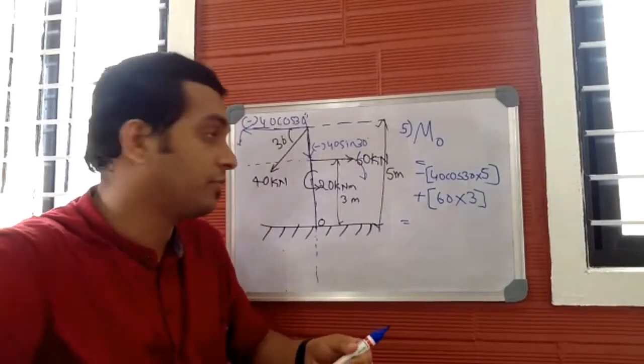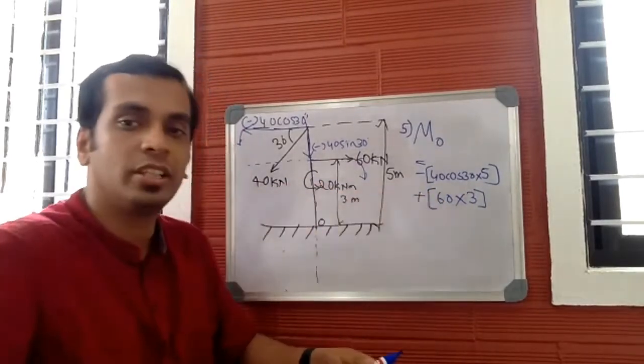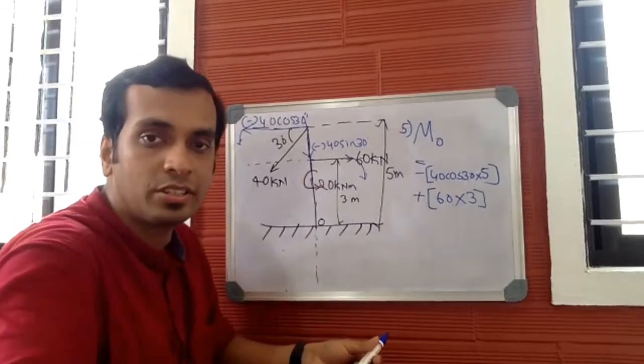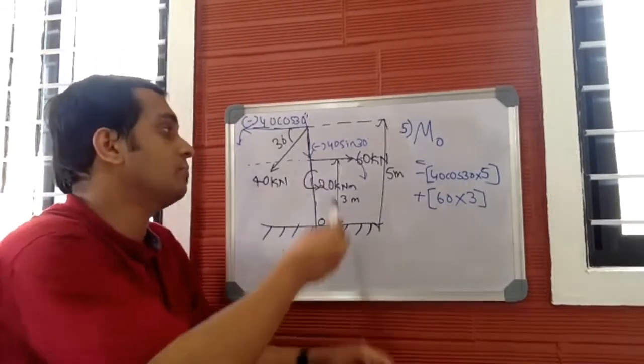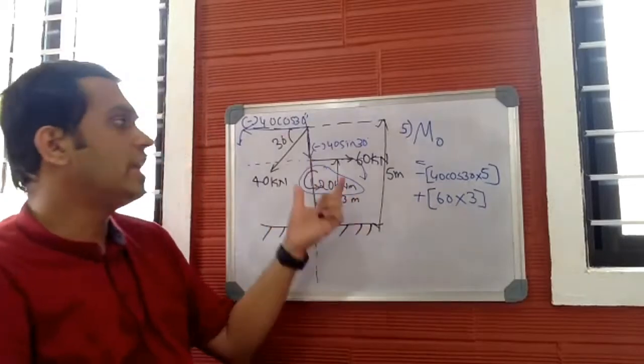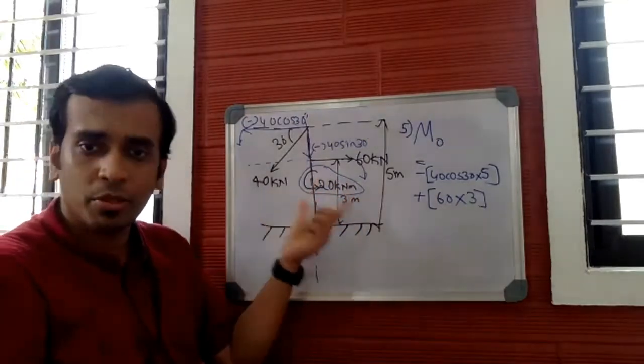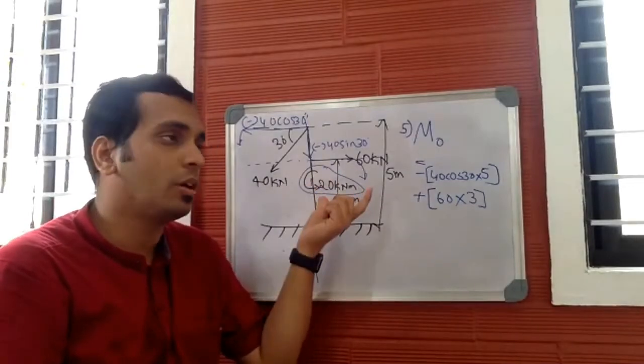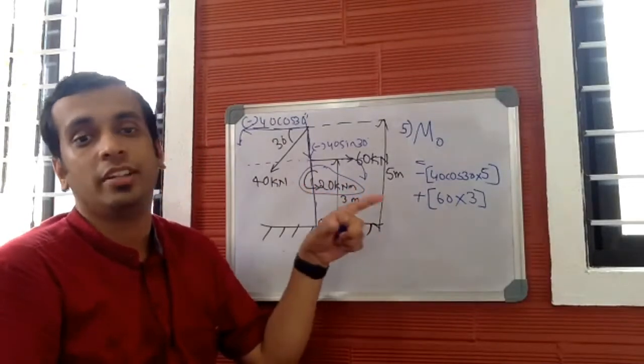Okay, I forgot one more thing. You have an external moment here. This 20 kilonewton meter is the external moment. If you have an external moment given in the problem, include it in step number 5. This you have to remember.